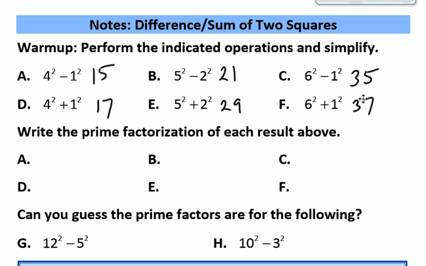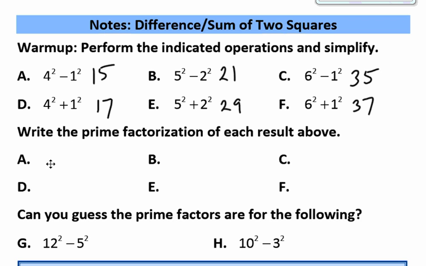The point of all this is to see, if you look at A, B, and C, what I'm doing there is subtracting two things that are being squared. And in D, I'm adding two things that are being squared. There's something important, and there's a difference between subtracting two squares and adding two squares.